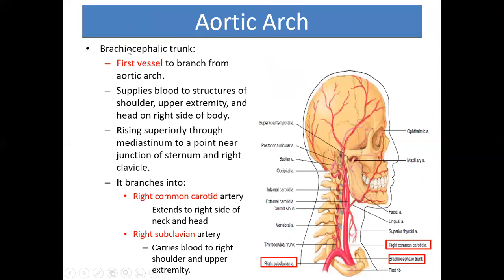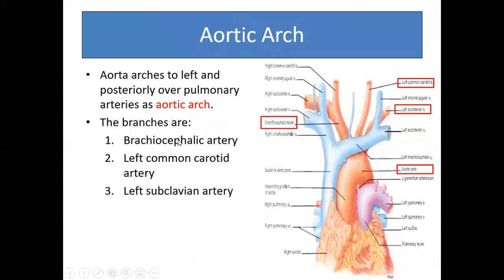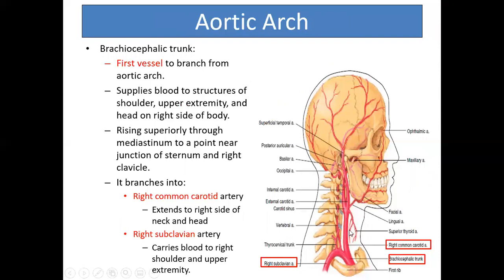We start with the brachiocephalic trunk. Brachiocephalic artery or brachiocephalic trunk, same thing. If you see here, this is the brachiocephalic trunk. It is the first vessel to branch from the aortic arch. It supplies blood to the structures of the shoulder region, upper extremity, and also the head, mainly on the right side of the body.